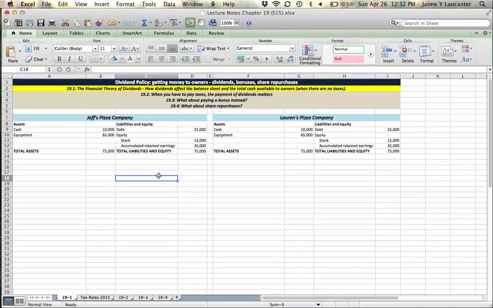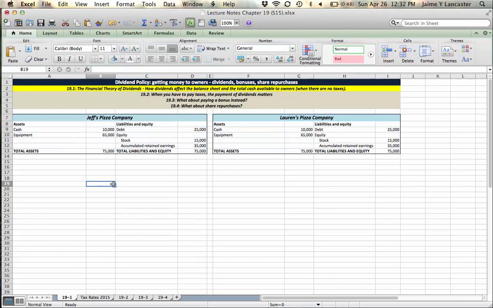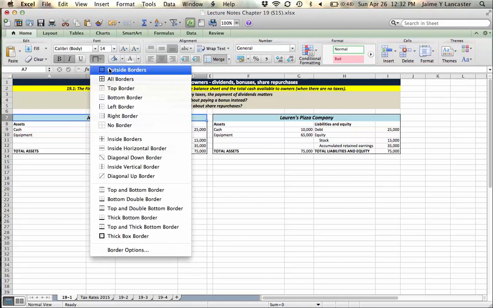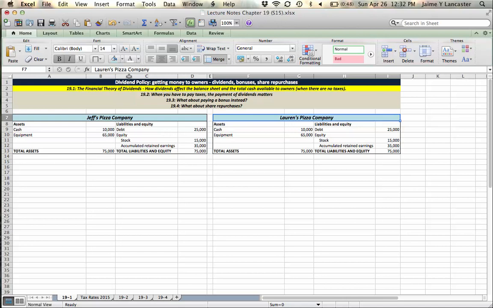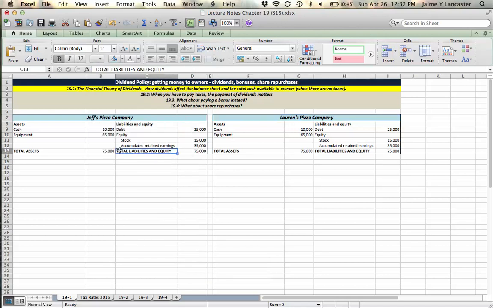All right, so the question that owners of these two firms have, Jeff and Lauren, is how can we best maximize our wealth and pay ourselves when we need to? For starters, let's just say that Jeff is happy leaving his money in the firm for now. He doesn't want to take a trip. He doesn't want to buy a house. He's just leaving his money in the firm and he's growing the firm.